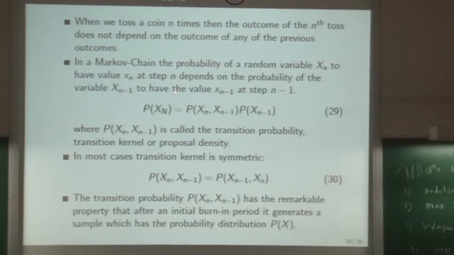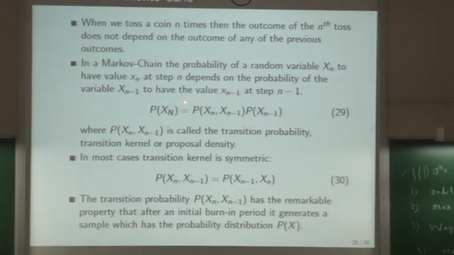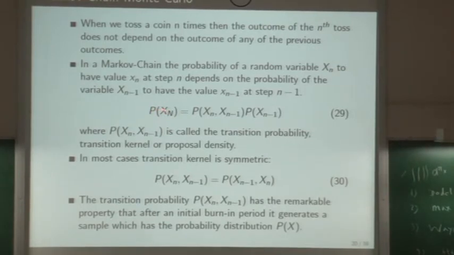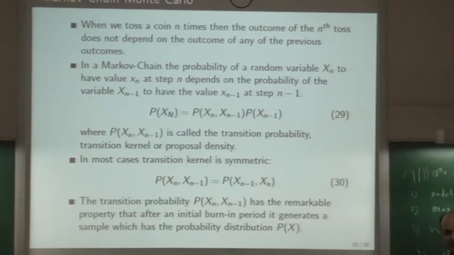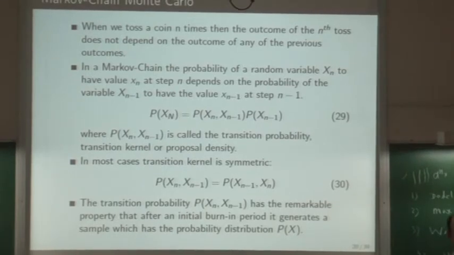Then you form a chain, where the probability of getting the random number xn depends on the probability of getting the random number at xn minus 1. It's a convention that when we write a capital X, it says it's a random variable, but when we write a small x, it says it's a realization of that random variable.